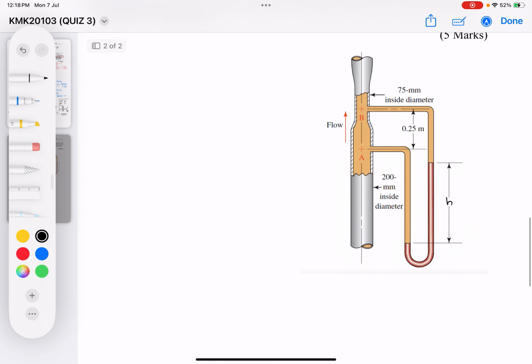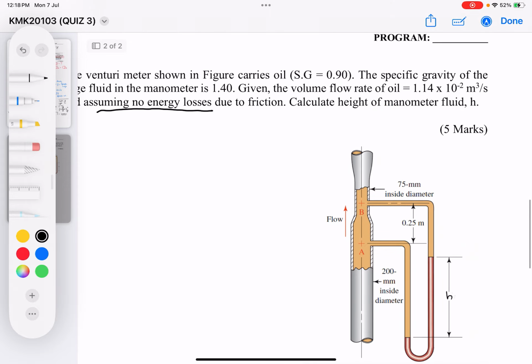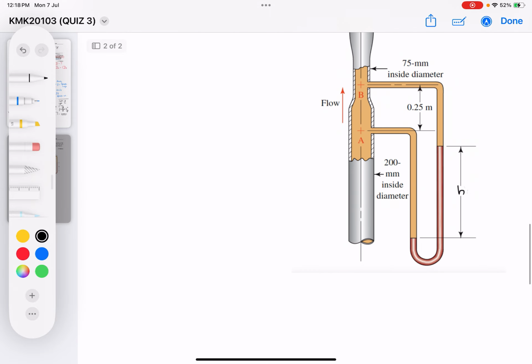Alright, let's take a look at the diagram first. Inside here we have oil, correct? The oil is flowing from point A over here to point B. It doesn't mean the oil starts to flow from point A; the oil is traveling, passes through point A, then passes through point B, and then comes out at the end of the pipe over here. But we are interested in only point A and point B.